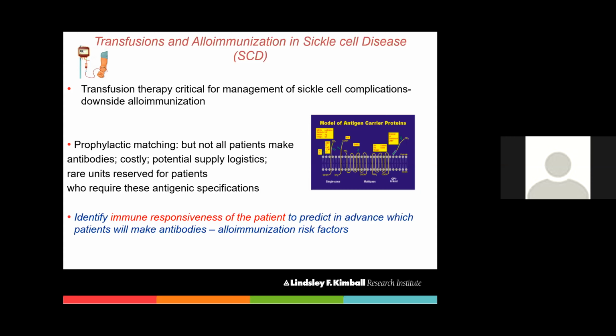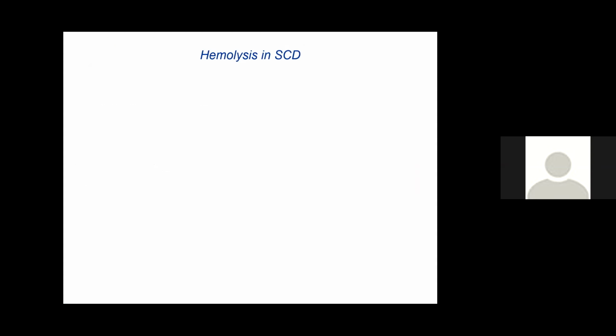So what my lab and several others have been doing is trying to get at what we call responder biomarkers, so that we can predict in advance which patients will make antibodies, and really understand alloimmunization risk factors from the immune side. To begin doing that, we've taken the approach of looking into the immune responsiveness of the patient. Why is it that some patients are responders?